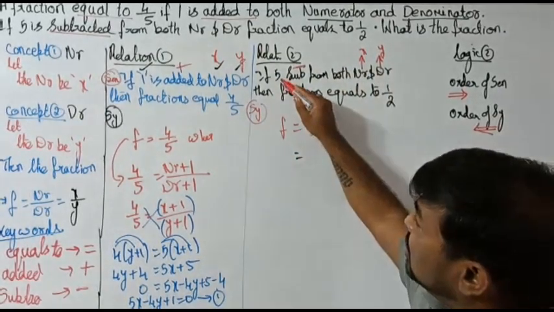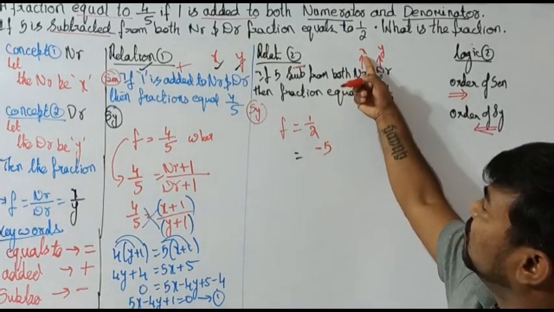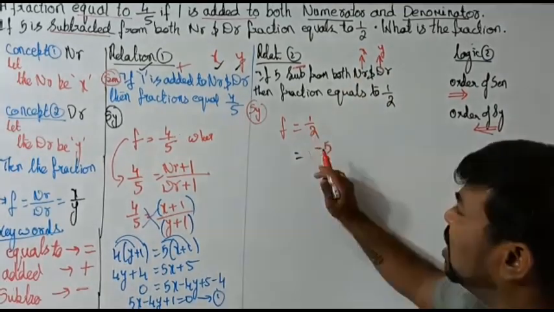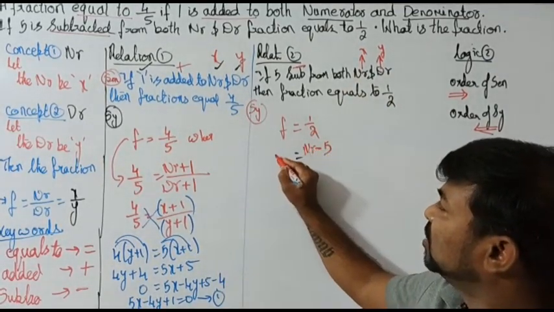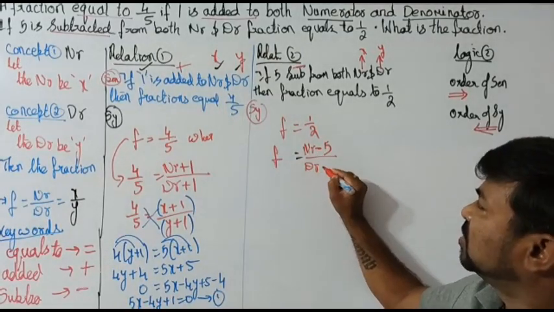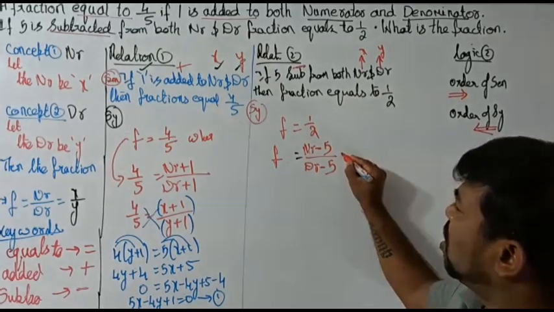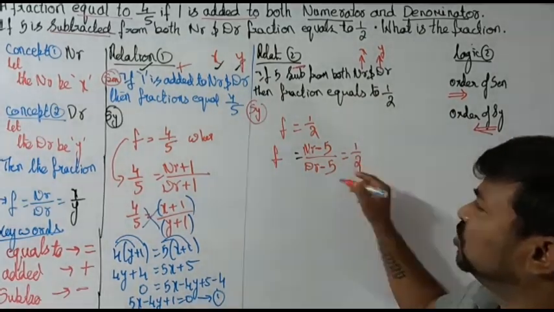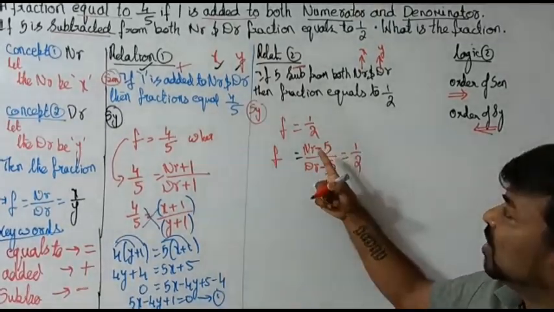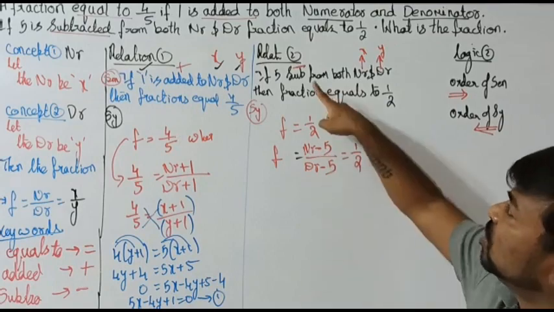You have to write that 5 first. 5 is taken away from the numerator. First let us write the numerator. The fraction is like this, and the denominator minus 5. This is what it implies. Equals what? 1 by 2. The fraction is equal to 1 by 2 when 5 is subtracted from the numerator and the denominator. So that's what?